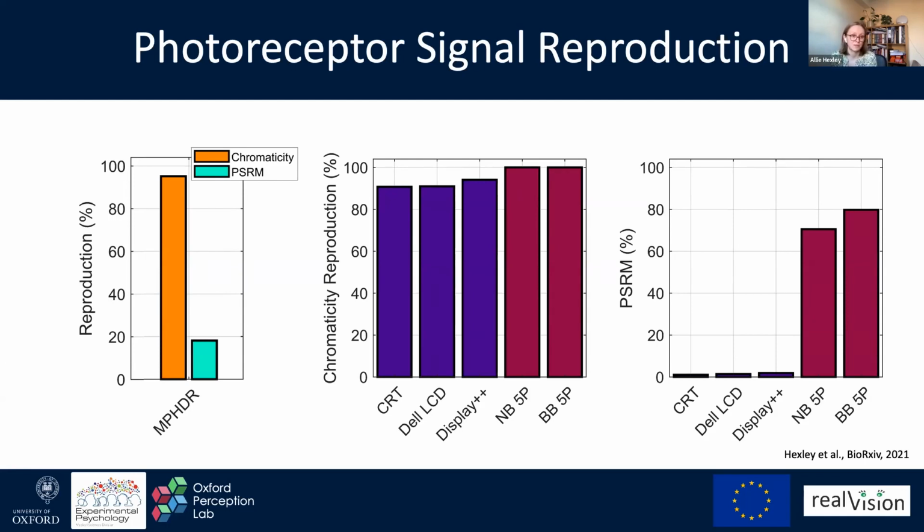And this is important when we consider commercial applications too, because we might not always want to maximize the PSRM. We may have other things that we want to maximize in our display. So it's always important to consider what the goal of your display is and how appropriate the reference is for that.